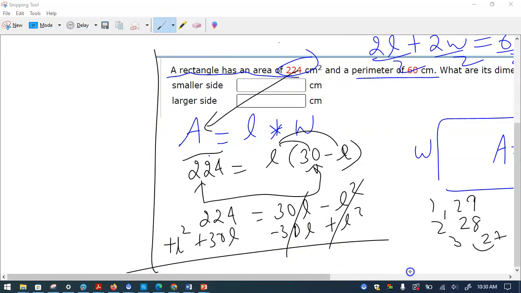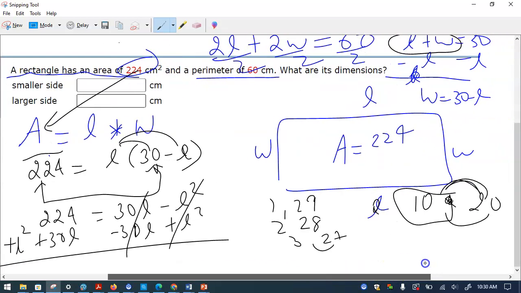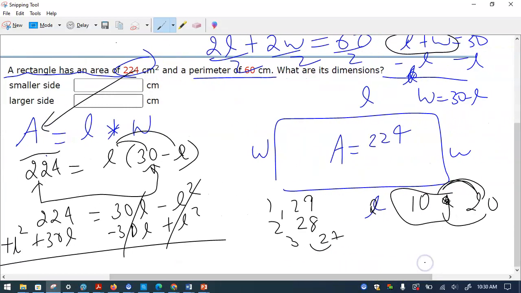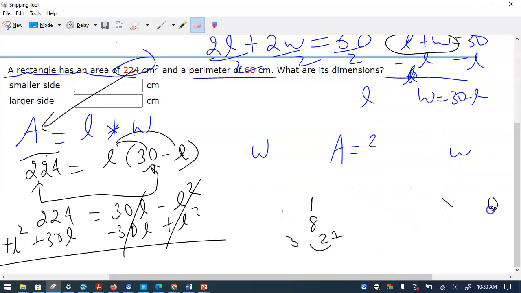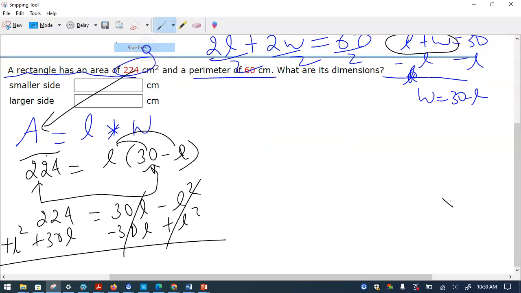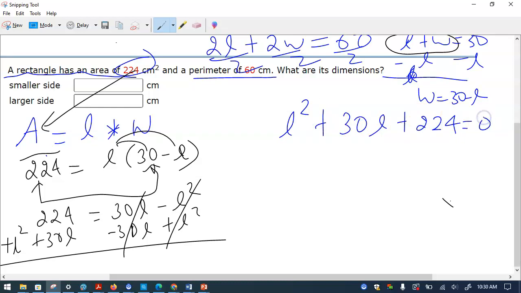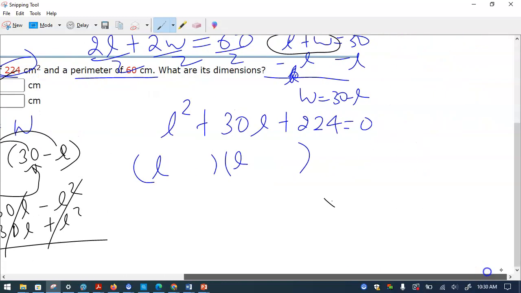And where do I write? So let me take this off. So you get L square plus 30L plus 224 equals 0. And now you have to factorize this, L and L. So how do I split this 224?